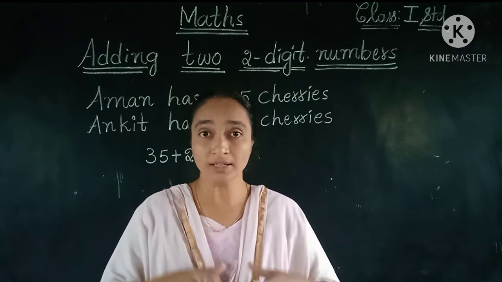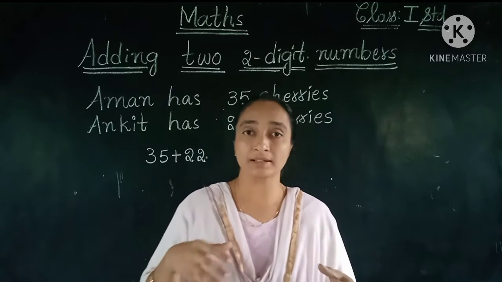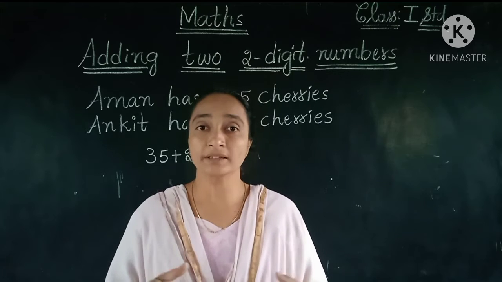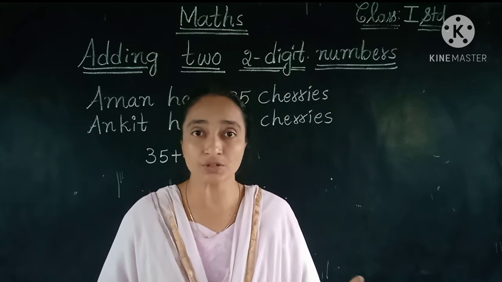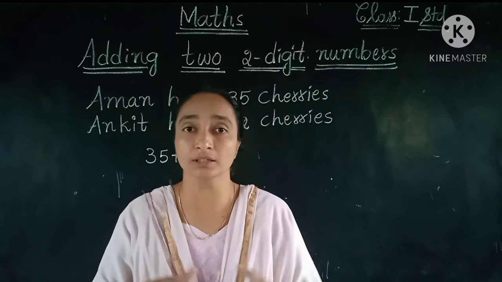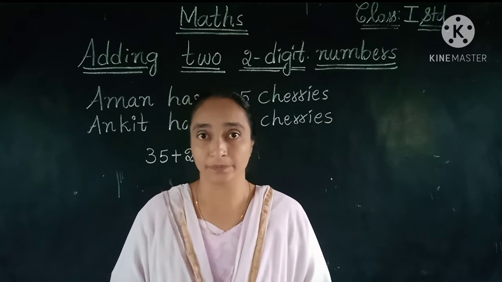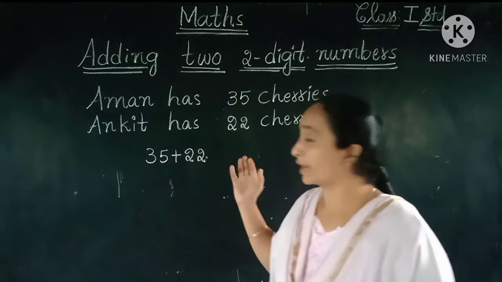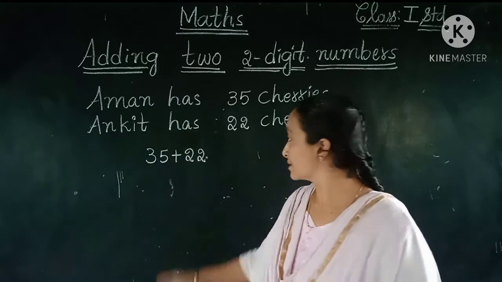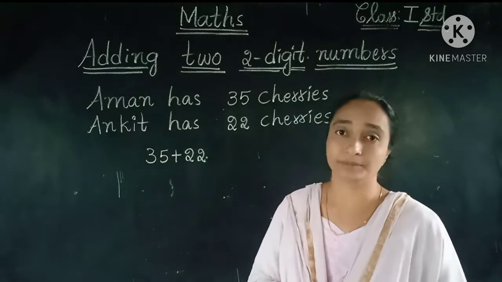When the question asks how many are there in all together, what do we have to do? Addition. So totally they are asking all together, how many cherries the boys have. So Aman's 35 cherries plus Ankit's 22 cherries. So 35 plus 22. Like this we have to add.